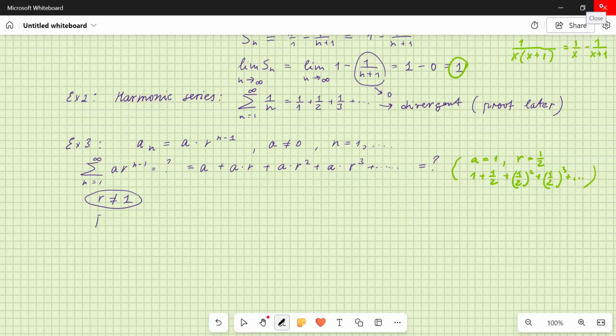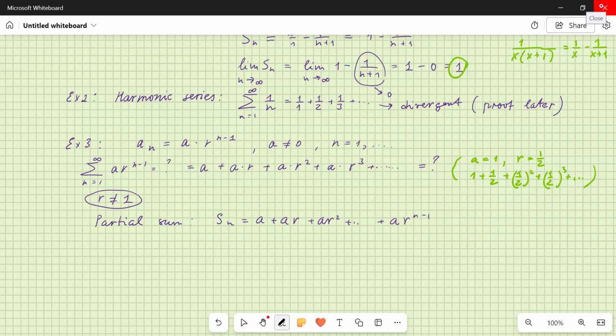Let's consider the partial sum. S_m is going to be a plus a r plus a r squared, and so on. And the last element is going to be a r to the power of m minus 1. Why? Because if you look at the general term, it is a r to the power of n minus 1.